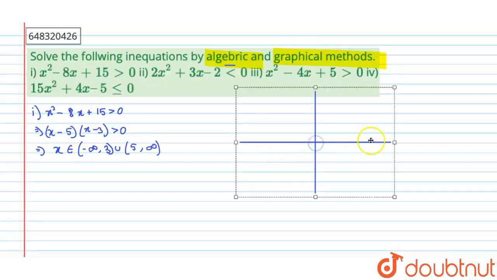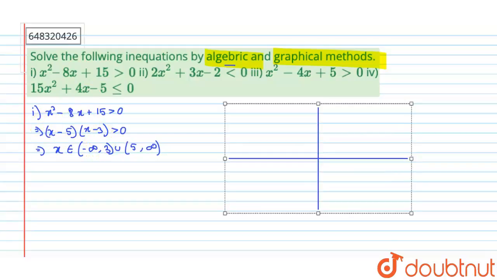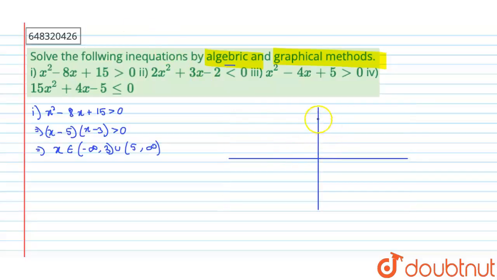So this is our axis. What are the roots of the left hand side expression? They are 3 and 5. It is basically a parabolic graph, so its roots are at 3 and 5. The parabola is facing upwards, and it is intersecting the x-axis at x equals 3 and 5.